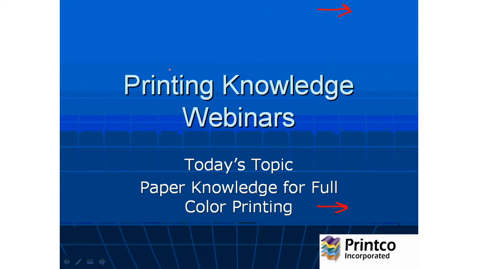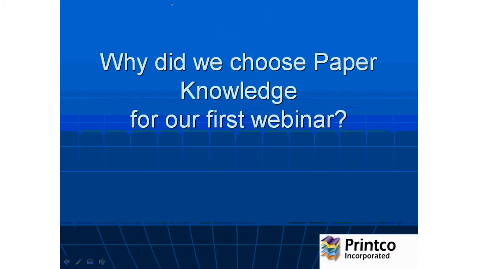So let's get started. Why did we choose paper knowledge for our full color printing? We find more of our distributors are selling full color printing, and we have had many requests for information on this specific topic. We have chosen to concentrate on paper for full color printing because we can fit this information into a more manageable time frame. Most of the information we will discuss is true for both full color offset printing and digital color printing. If there are differences, I'll be sure to make a specific reference to them as we go along.